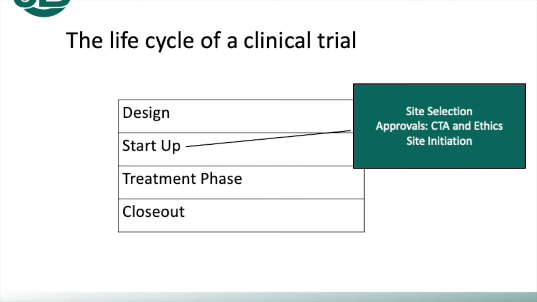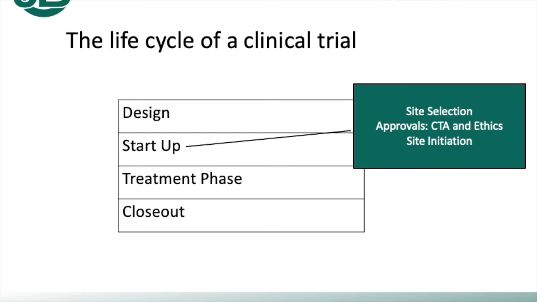So the next section is the startup. So there are several things that we need to do here. We need to select sites for the clinical trials. So the sites may be hospitals or clinics where the patients are going to be seen, and then the doctor, who's known as the investigator, will treat the patients, give them the product, collect all the information and review how the patients are doing, and then pass all of that information on to the owner of the product.